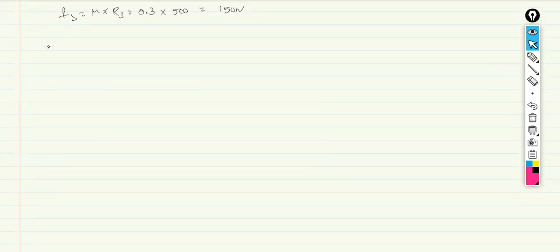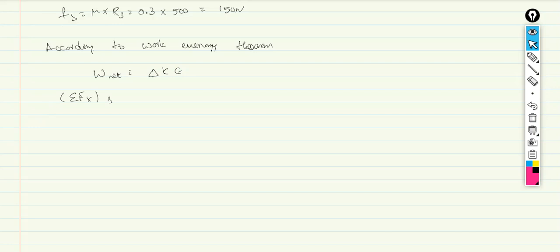What is the work energy theorem? According to the work energy theorem, W net is equal to change in kinetic energy. You know work done is equal to sigma Fx into displacement. So sigma Fx into displacement.